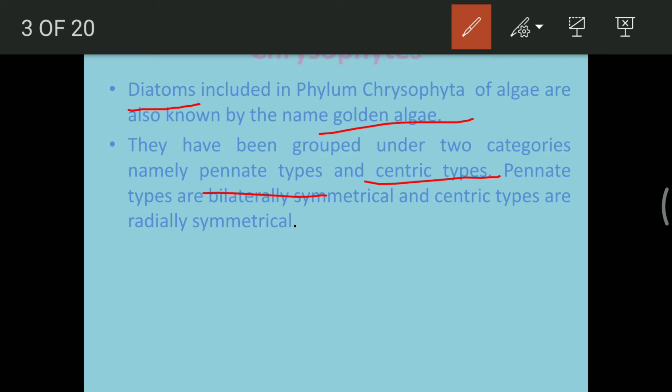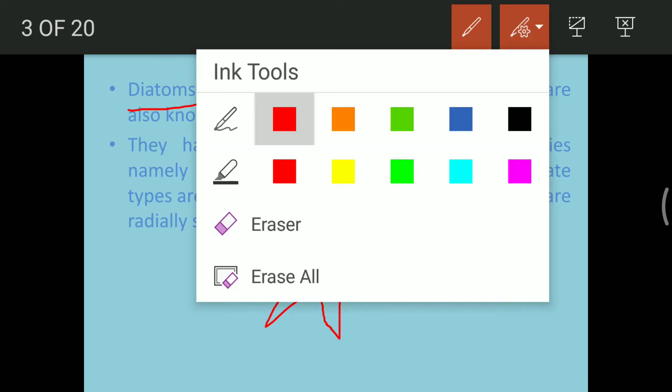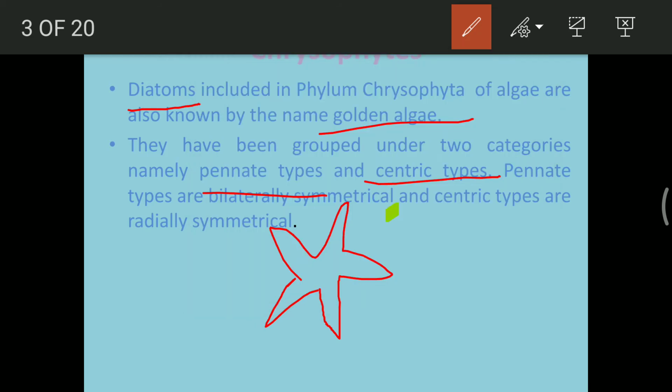So bilaterally symmetrical, like we human beings: if we cut ourselves into equal halves, one half will be similar to the other half. That is bilaterally symmetrical. Whereas radially symmetrical means the starfish. You all have an idea about a starfish. When we try to cut this starfish, whichever plane we try to cut it from the center makes half of the entire organism, and that is known as radially symmetrical.